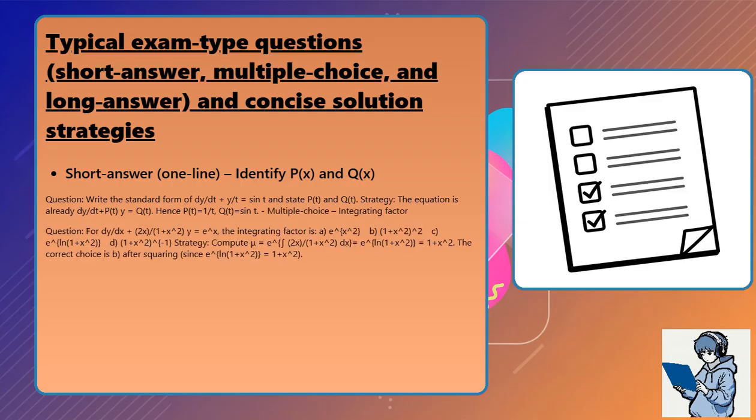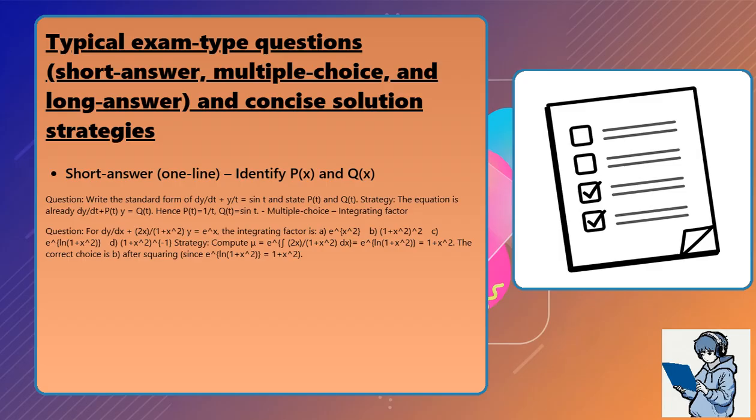Multiple choice: integrating factor. Question. For dy/dx + (2x)/(1 + x squared) y = e to the x, the integrating factor is: A, e to the x squared; B, (1 + x squared) squared; C, e to the ln of (1 + x squared); D, (1 + x squared) to the minus 1.